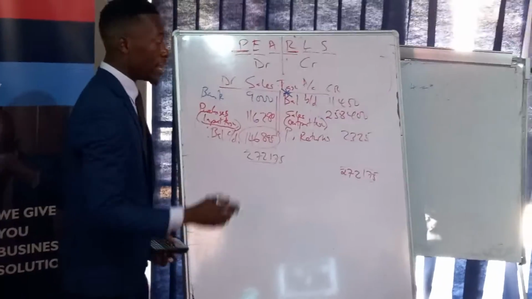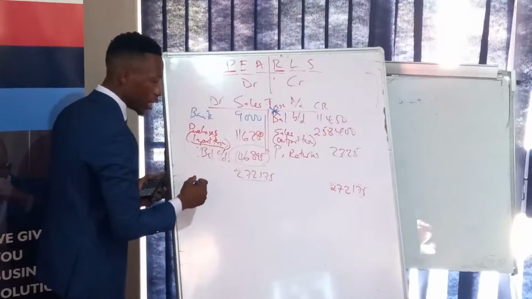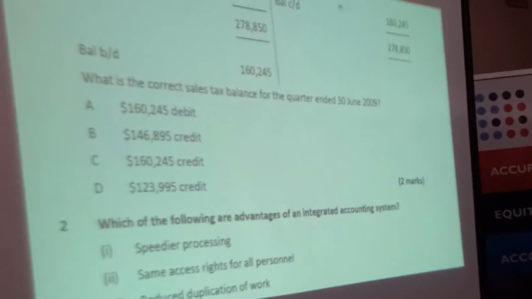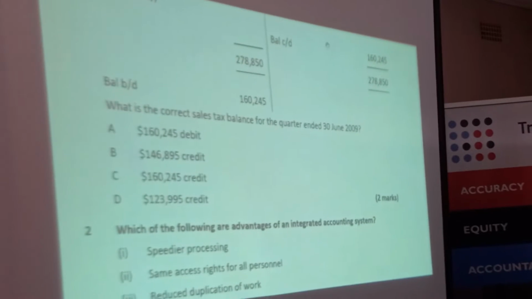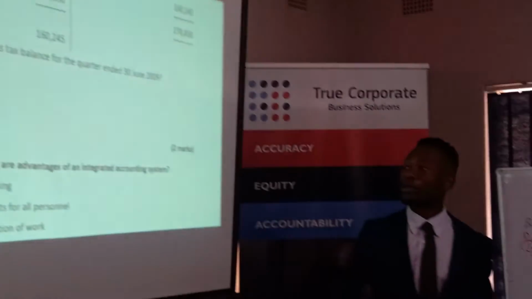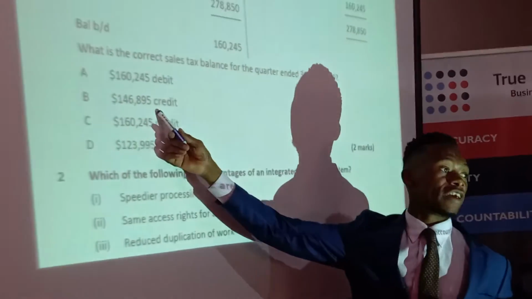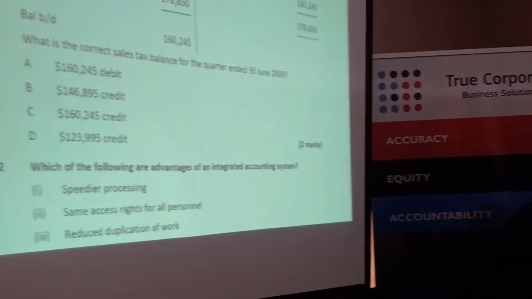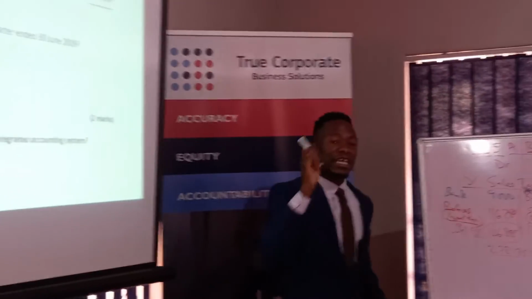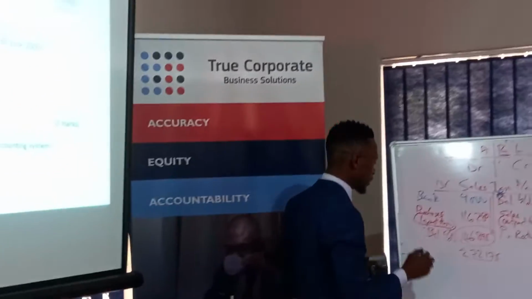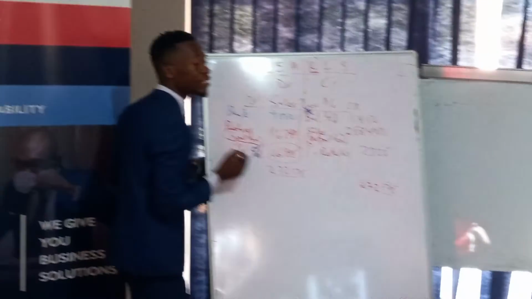The BD, right? If they will ask you in the exam, I don't know about this question. Are you seeing? Look at the question A, B, C, D. We have 146. Oh, this question is very easy. In the final, they won't present it like that. You'll be given 146,895 credit, the other one 146,895 debit. So when they say what is the correct balance, in the exam they are talking about the balance BD, the opening balance. So my CD is on this side.